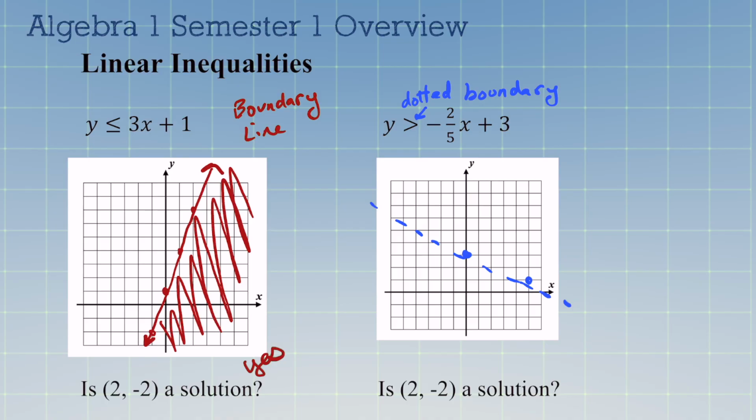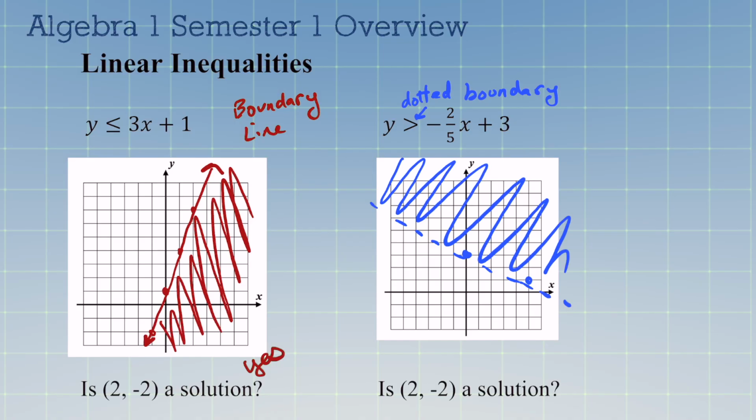Now, I did a greater than this time, so when are the y's really big? That is when we are above the line. So is (2, -2) a solution this time? It's down here. No, it's not. The frowny faces are down here, so that is not a solution.